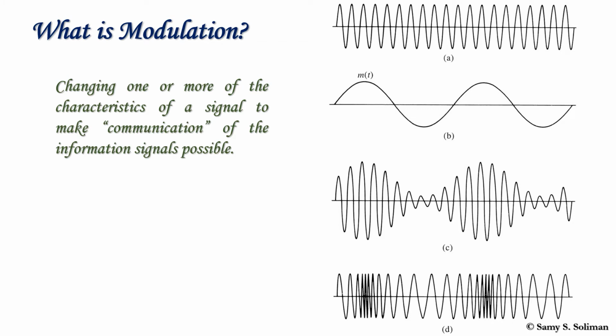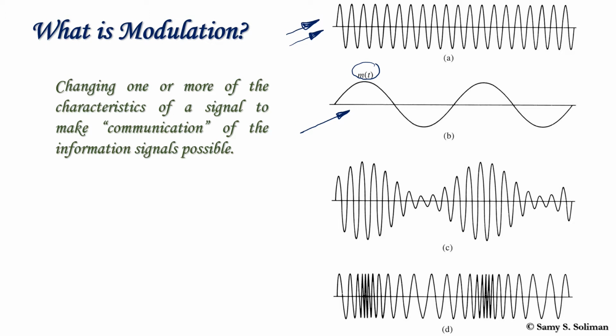For example, in the figure here, we might see a signal. This signal is a sinusoidal signal, and we might have this information m of t, and this is the information that we need to transfer from the transmitter to the receiver. So one form of modulation is to change the characteristics of this upper signal. This is what we call a carrier signal.